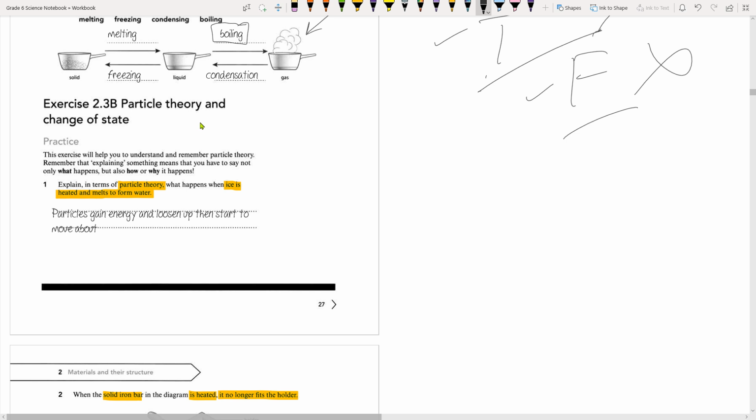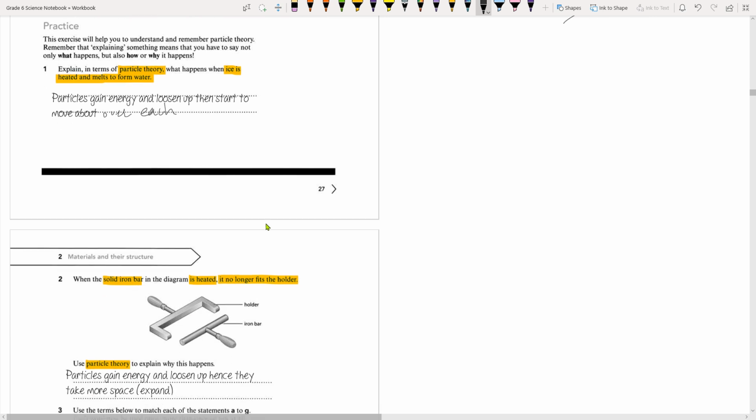Okay, the particle theory about the state of change. This exercise will help you understand and remember the particle theory. Remember that explaining something means that you have to say not only what happens but also how or why it is happening, right? Explain in terms of particle theory what happens when ice is heated and melts to form water. The particles will gain energy and they'll loosen up and they start to move about over each other, right? Move past each other, we said, right? Over each other. So they'll be able to move over each other, right?